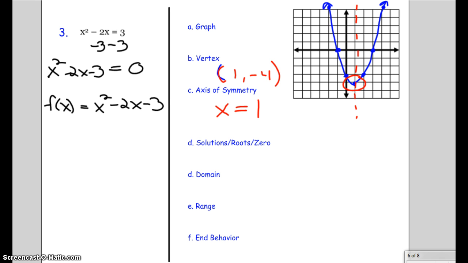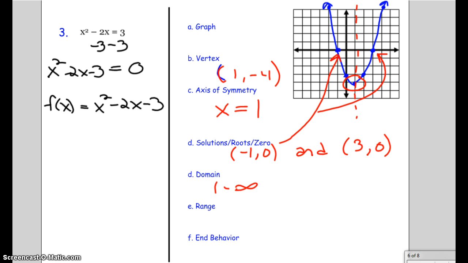My solutions, this is where I want to look. Where does the graph cross the x-axis? It crosses twice. It crosses at -1, 0, and it crosses at +1, 2, 3, 0. My domain, again, for all parabolas is -infinity to +infinity. My range begins at 1, 2, 3, -4, right down here. So at -4 is where this begins, and we go all the way up to infinity.